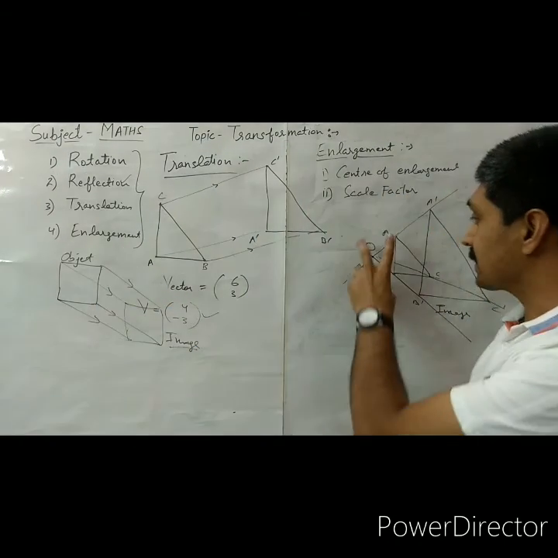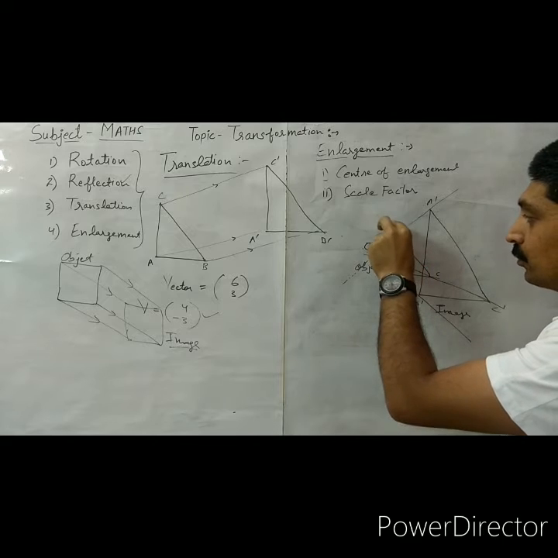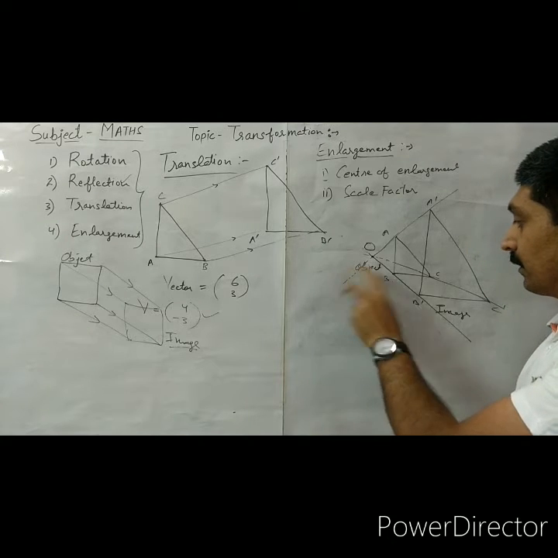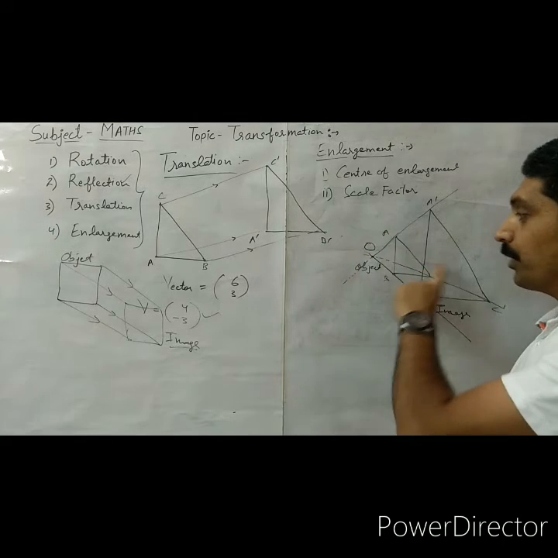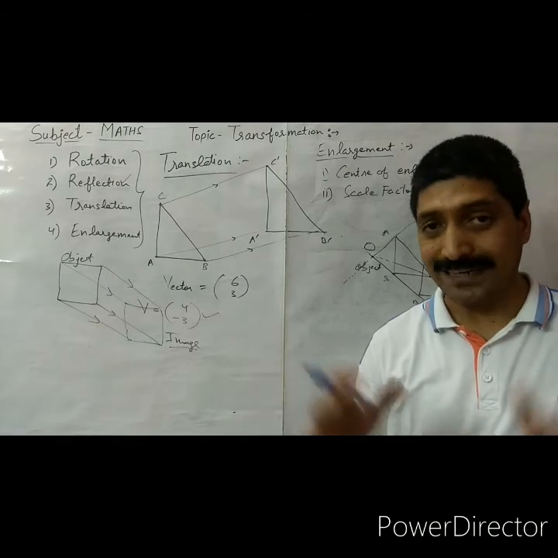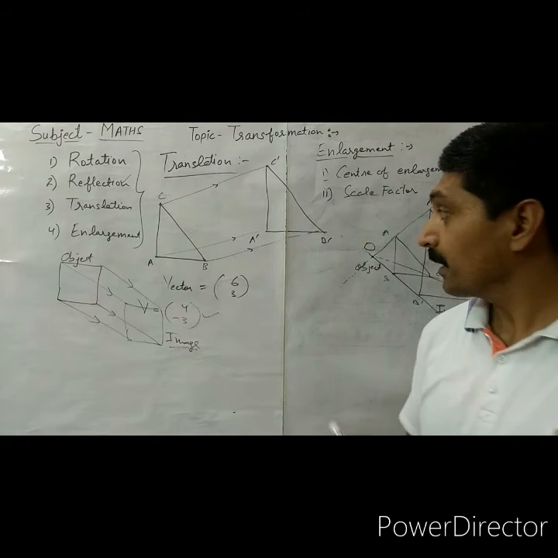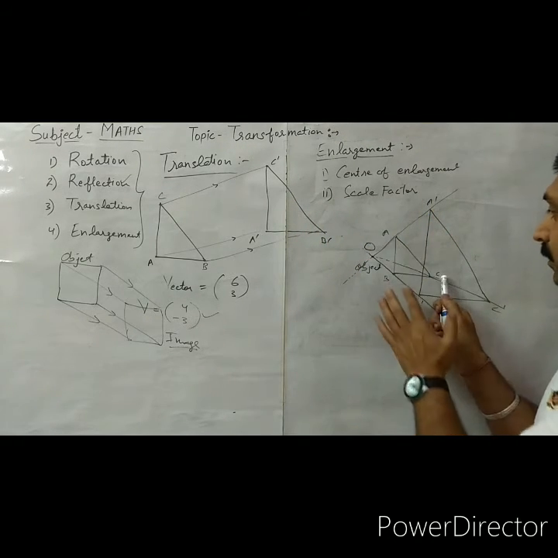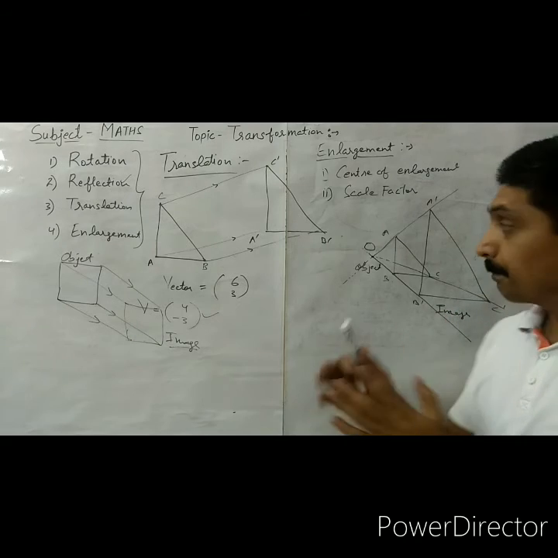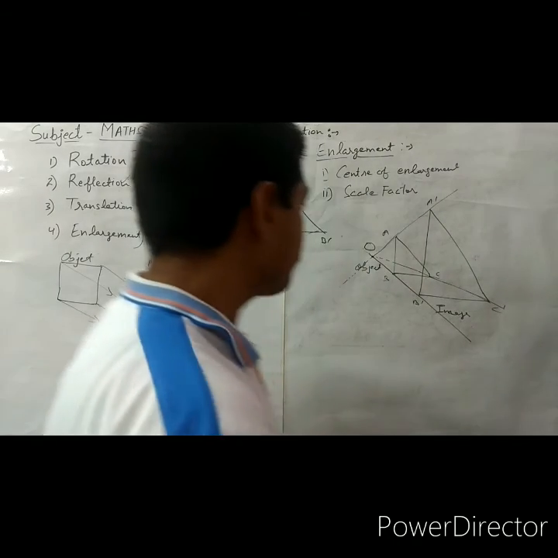So how to find the center of enlargement? We will join the points on the object and its image, and we will produce any two lines, and the point where they intersect is called the center of enlargement. Now second is the scale factor. What do you mean by scale factor? If this object is ABC, how many times, whether 1.5 times, 2 times, 3 times, 4 times bigger than the original object. So how to find the scale factor here?